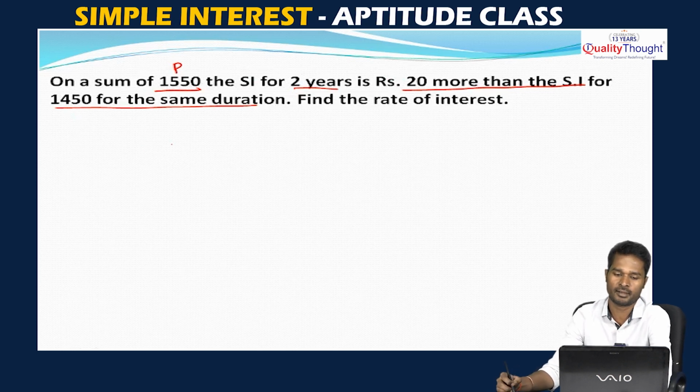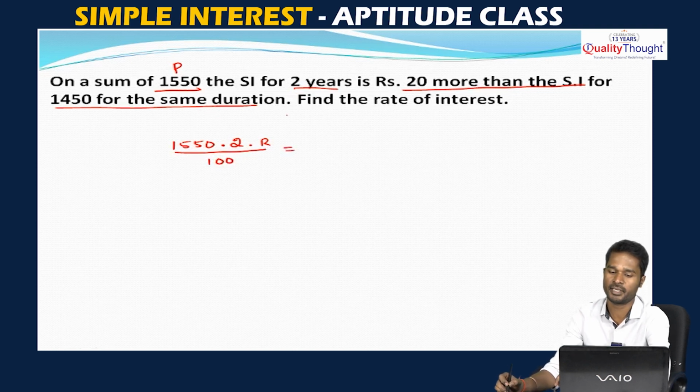Now, we can write it. The principal amount is 1550, calculated for 2 years, we do not know the rate of interest, by 100. This simple interest on 1550 is 20 rupees more than the simple interest on 1450. So the principal amount is 1450, same time period, rate of interest is R by 100, plus 20.